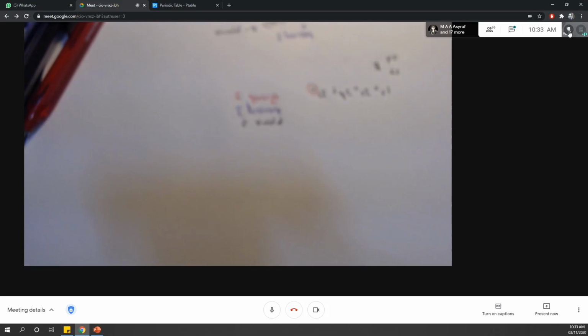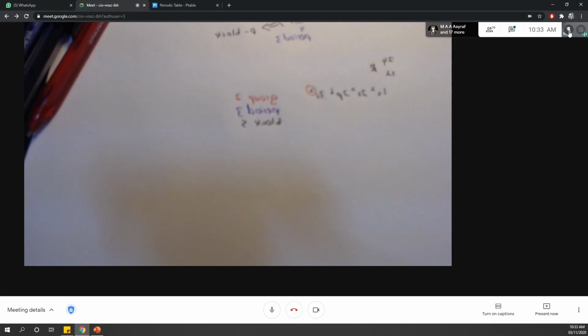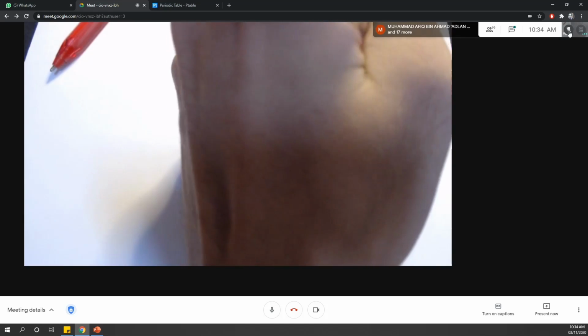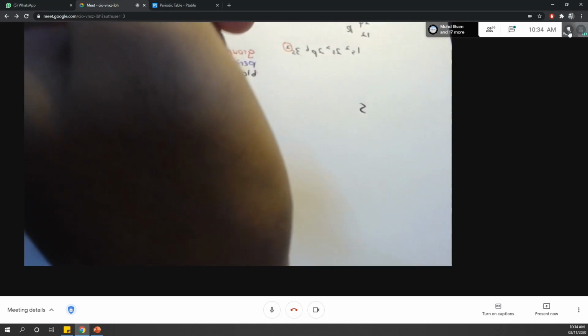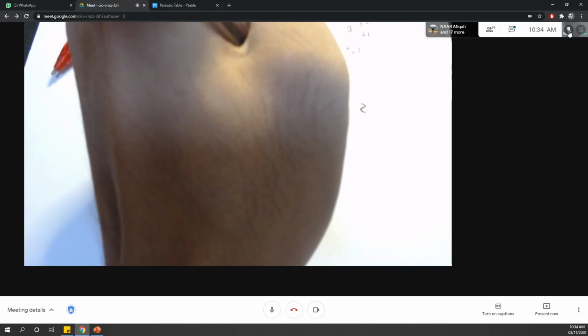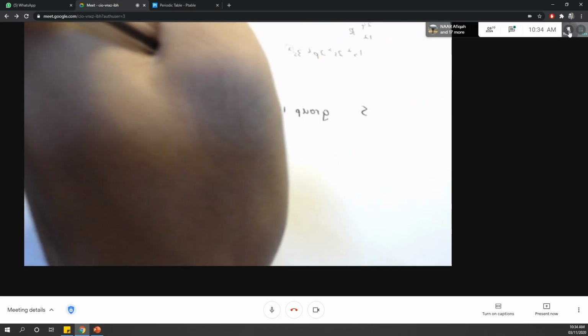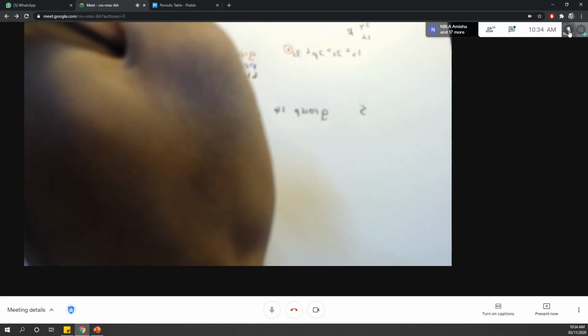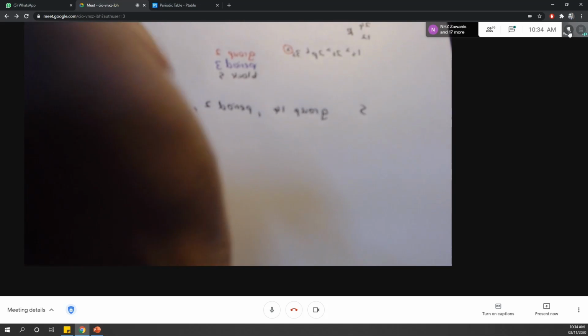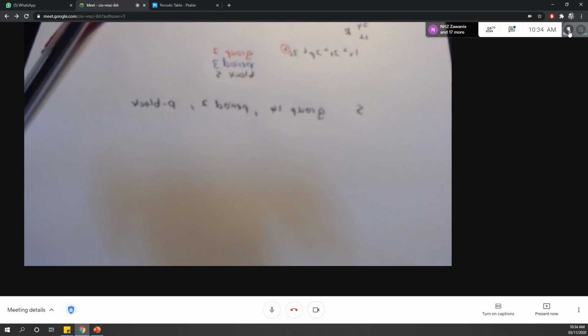Okay, untuk S 12, S 6. So dia group 14. Untuk S, yes, and then P block. Group 14, period 2, and it is P block. Okay, boleh.